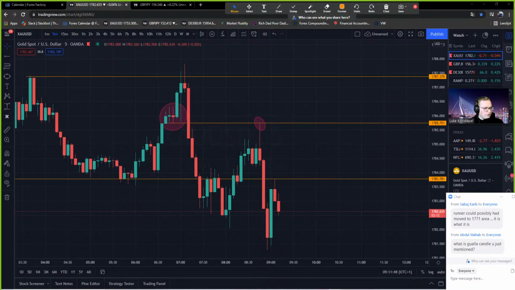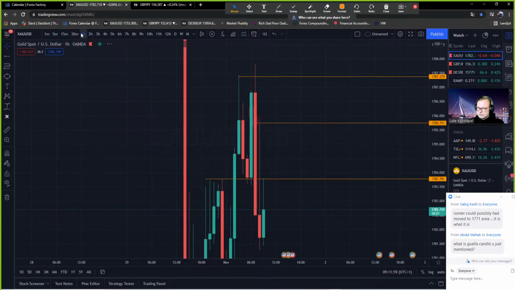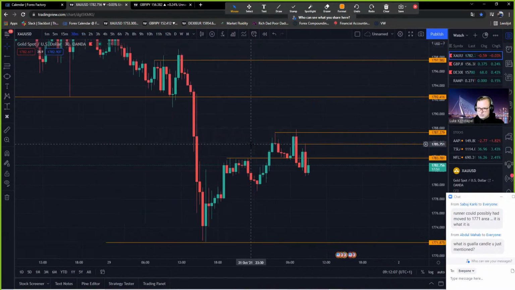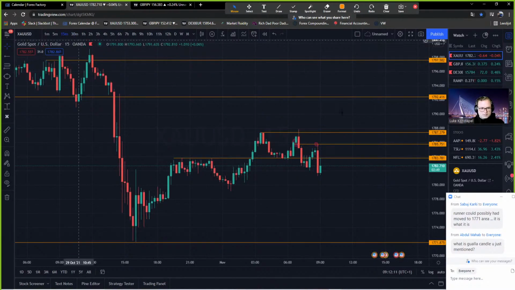Screen is doing some weird stuff. It's all fine. So, goals to continue moving further down. The 1 hour candle has opened, still bullish, but now the 1 hour just retested this area over here. So we should be able to continue moving down after this. And that's what I'm seeing at least.